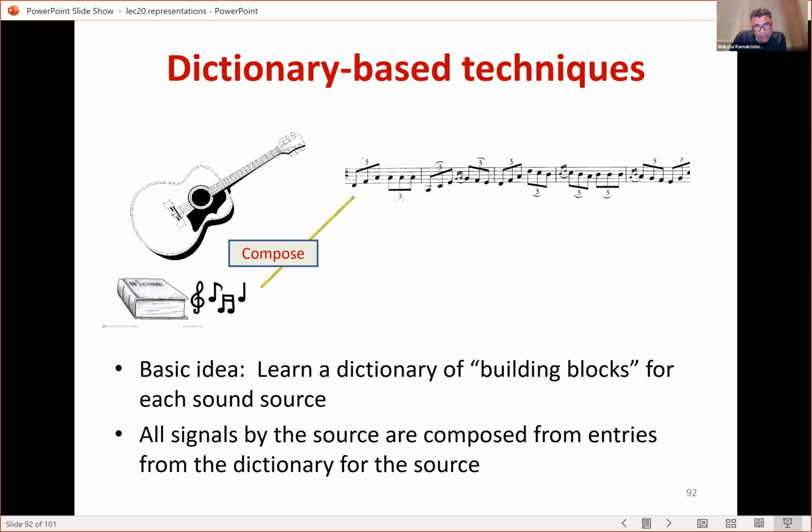So here's the problem. I have a recording which includes guitars and drums. I want to process it so that the guitar is separated from the drums. So the standard approach here is something called a dictionary-based approach, where I learn a dictionary of building blocks for each source. So I'd have a collection of training data for, say, the guitar, and I learn a model which can only generate sounds from the guitar that sound like the guitar.